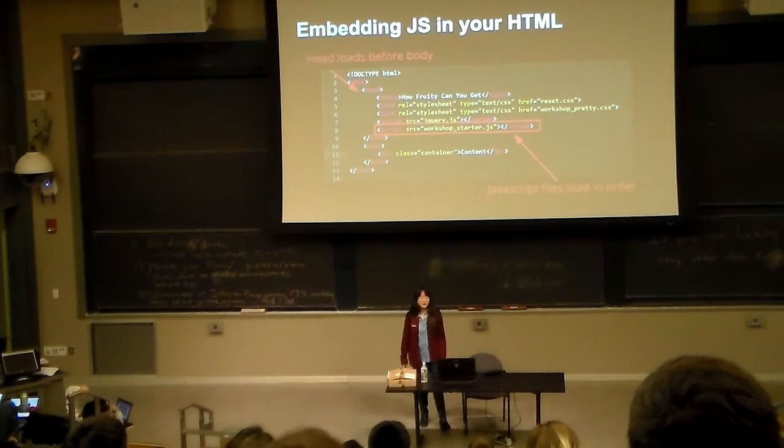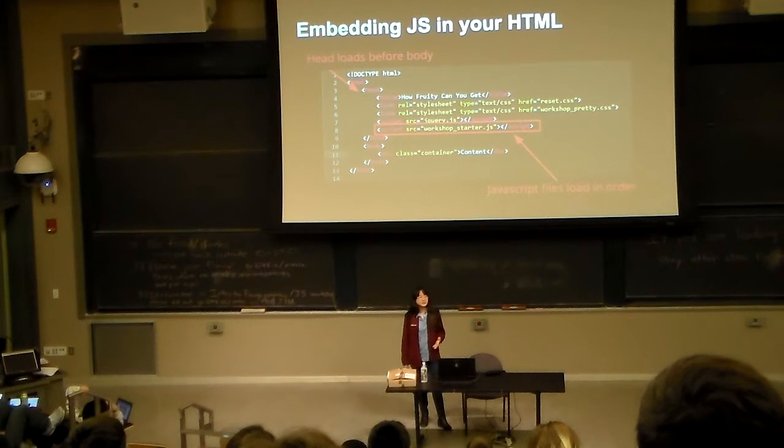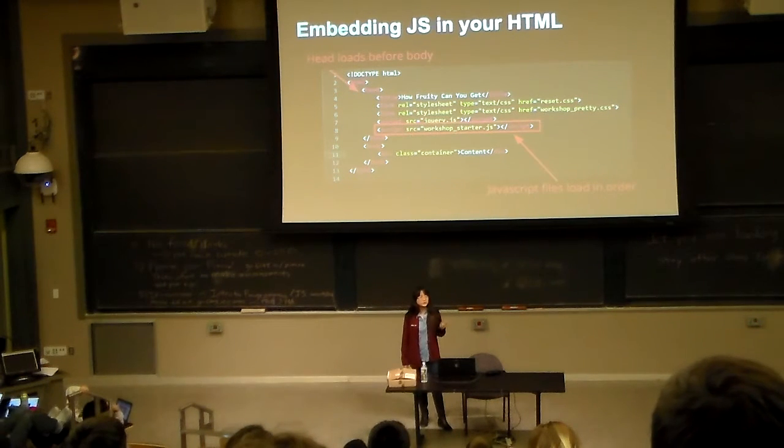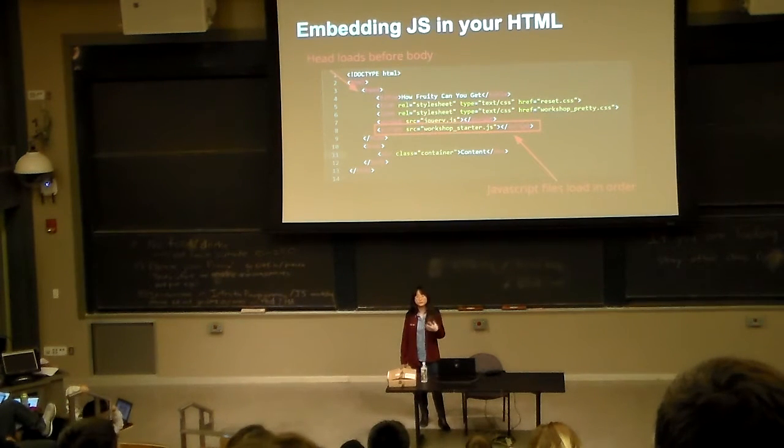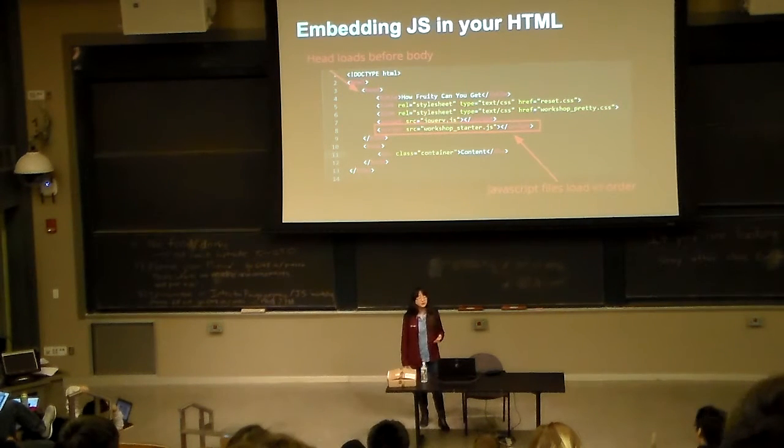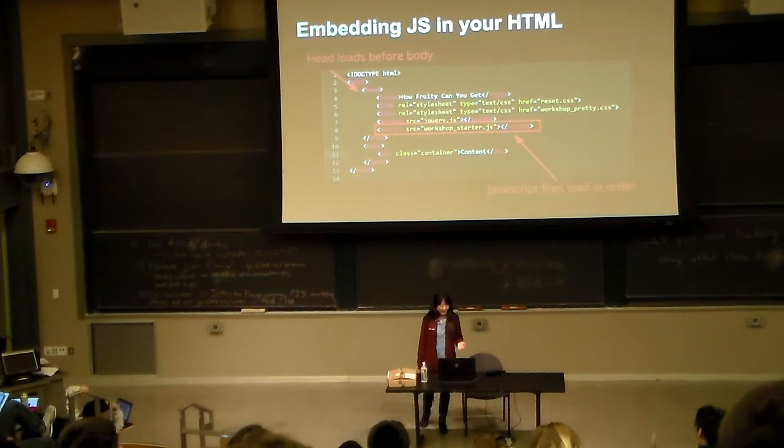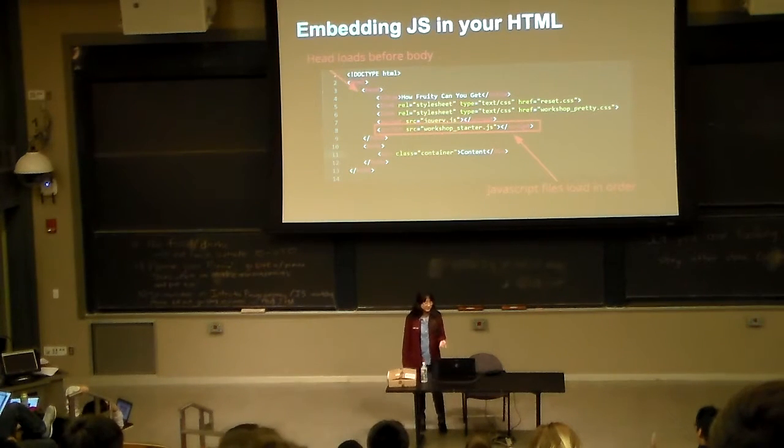Sorry about that. Usually a best practice is to load any libraries that you want to use. These are external libraries like jQuery. In Java, if you want to use ArrayList, you have to import that before you can use it. And in JavaScript, it's similar. If you want to use functions from libraries, you import them in your head, and then you load your own custom JavaScript, like this workshop starter file, at the end of your body. So it would come after this div class container.